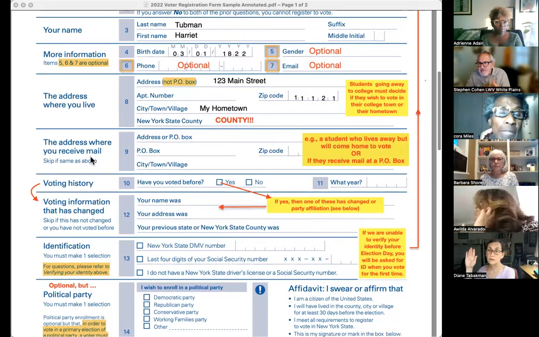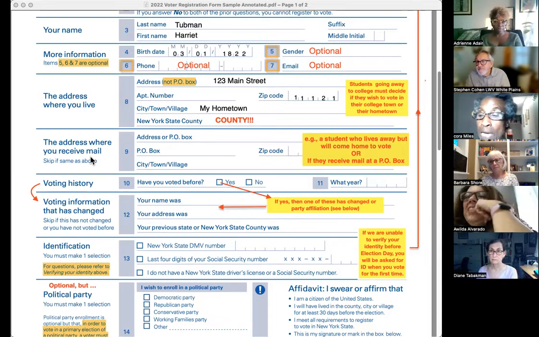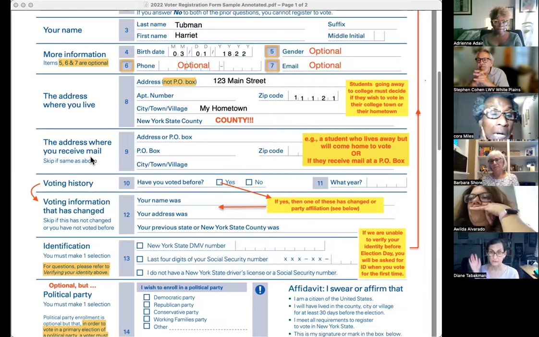So Stephen, I'm thinking of the homeless person using number 8 to say the bridge at Park Avenue, whatever, right? And where they receive the mail could be that relative or whoever it is that Adrian and Awilda were talking about. Right.